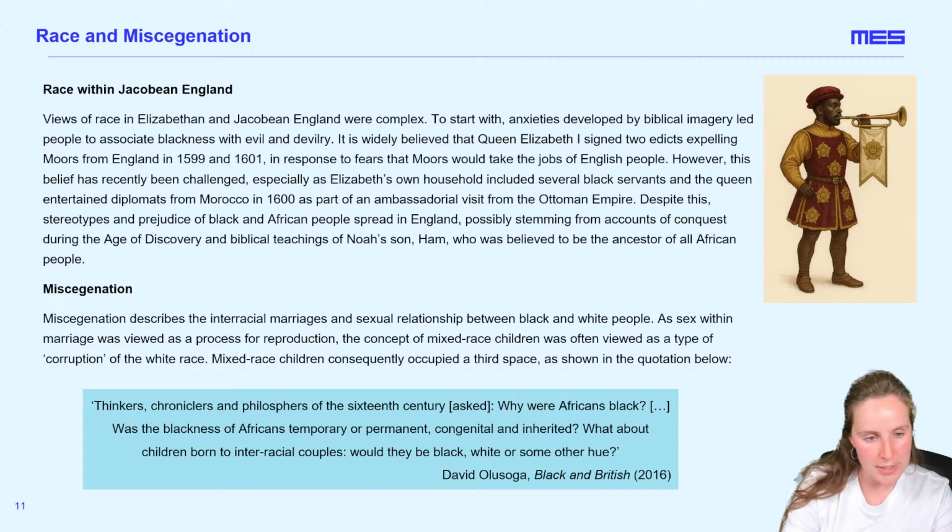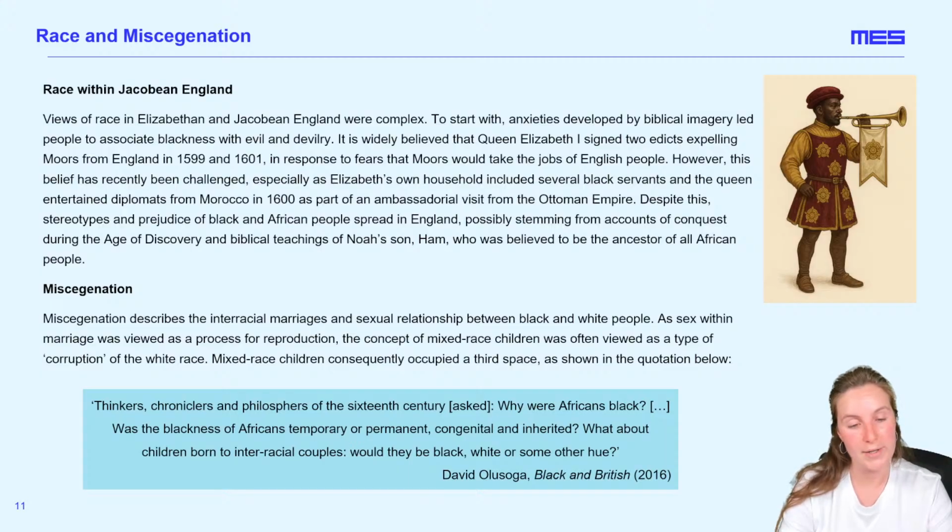Then we're thinking about miscegenation. So miscegenation is interracial marriages and sexual relationships between black and white people. As sex within marriage was viewed as a process for reproduction, the concept of mixed race children was often viewed as a type of corruption of the white race. So we're thinking about whiteness, blackness, purity, devilry. We can see a lot of black and white imagery in Othello as well. Mixed race children consequently occupied a third space, as shown in the quotation below.